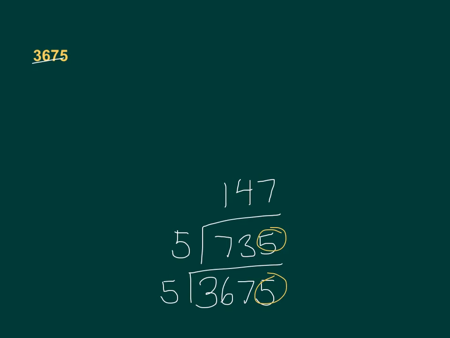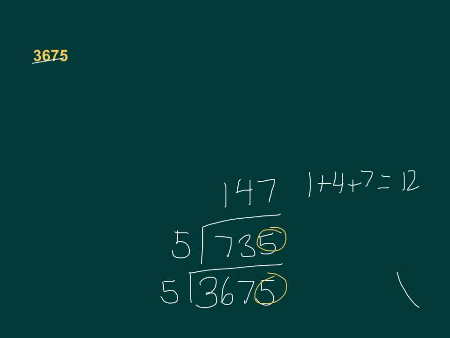I know it's not a multiple of 10. I know it's not a multiple of 5 because it doesn't have a 0 at the end. I know it's not a multiple of 2 because it doesn't have an even number in the ones column. But let's just check this. 1 plus 4 plus 7 equals 12.